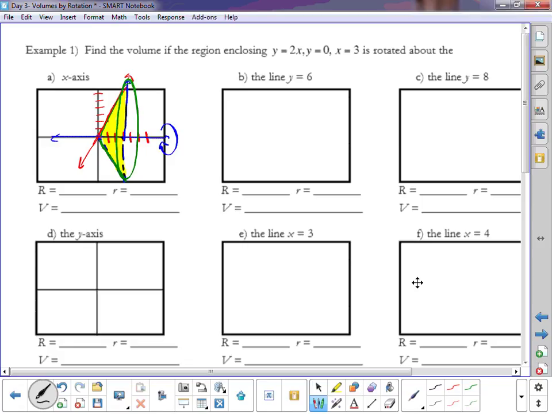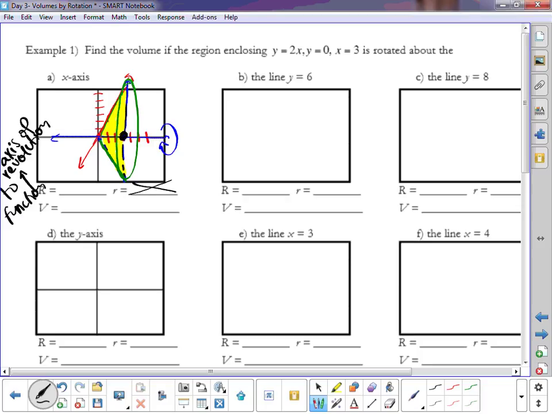So we need to establish what our radius is going to be. Since this is disk, I don't need that smaller arc because there's no inside radius that I'm cutting out. There's no gap to take out. So I just need to figure out what my radius is. When you establish your radius, always go from your axis of revolution to the curve or the function.